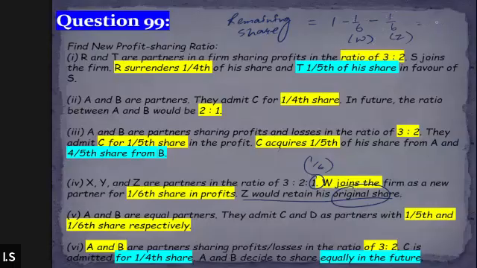And in what ratio will the remaining profit be shared between X and Y? In the remaining share, 3:2 ratio. Like in this case, the remaining share will now be 4/6. This remaining share needs to be shared between X and Y in the ratio of 3:2. That means 3/5 for X and 2/5 for Y. I hope it is clear.